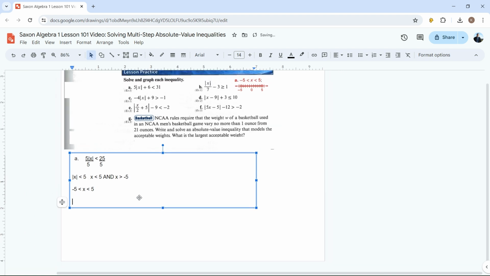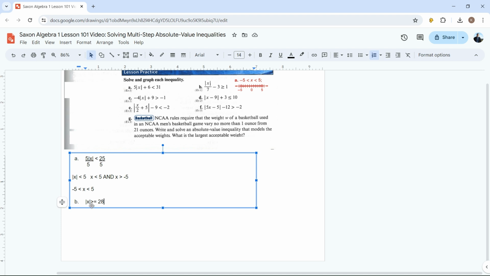In letter B, same sort of thing, except I have a division going on. So it's going to be the absolute value of x over 7 minus 3 is greater than or equal to 1. First thing I'm going to do is add 3 to both sides. That's going to get rid of 3 on the left, and that's going to make the right side 4. Now I'm going to multiply both sides by 7. Multiplying both sides by 7 gets rid of the divided by 7 on the left, changes the right side to 28. I don't flip the sign because I just multiplied by a positive, not a negative.